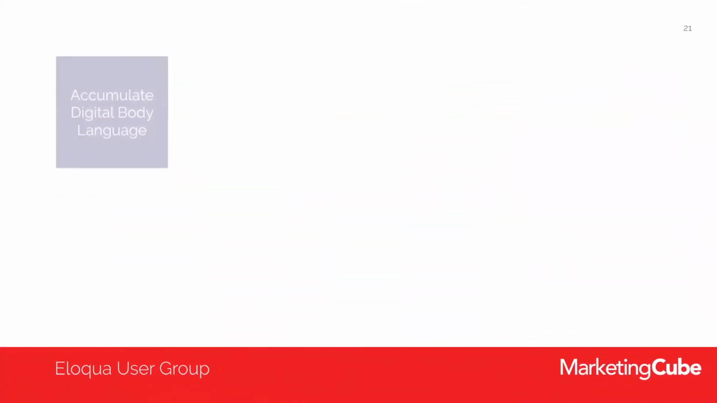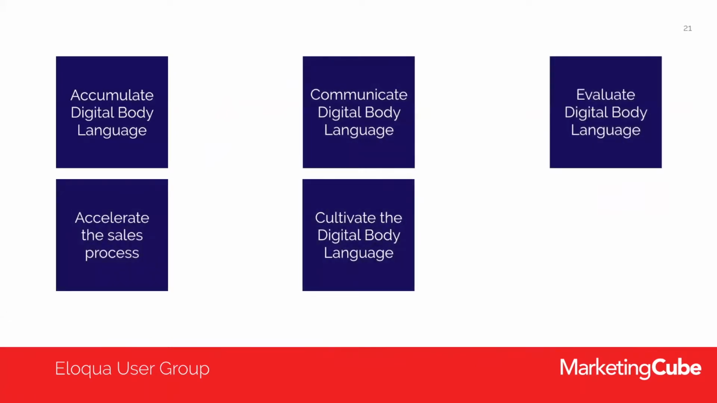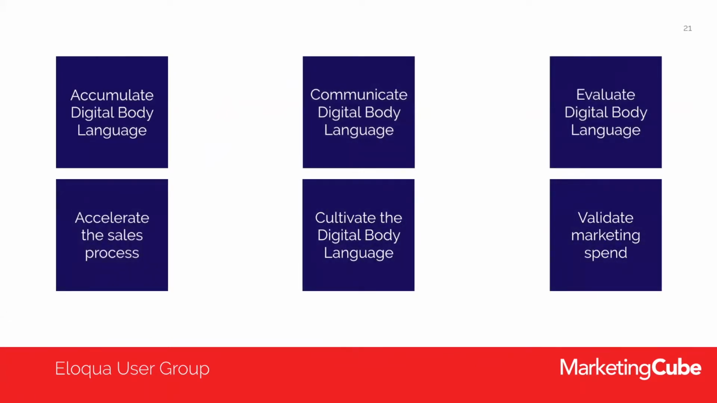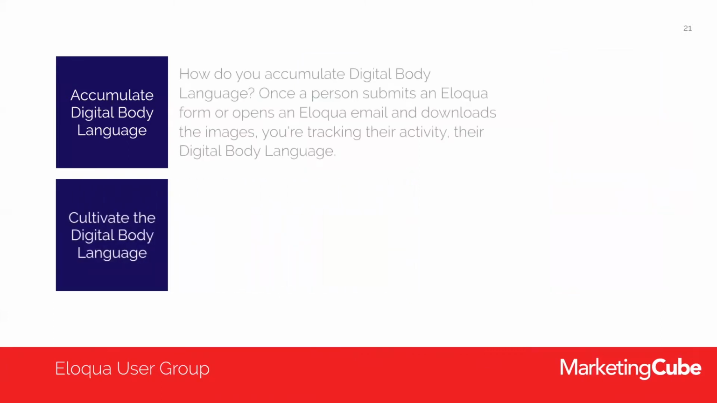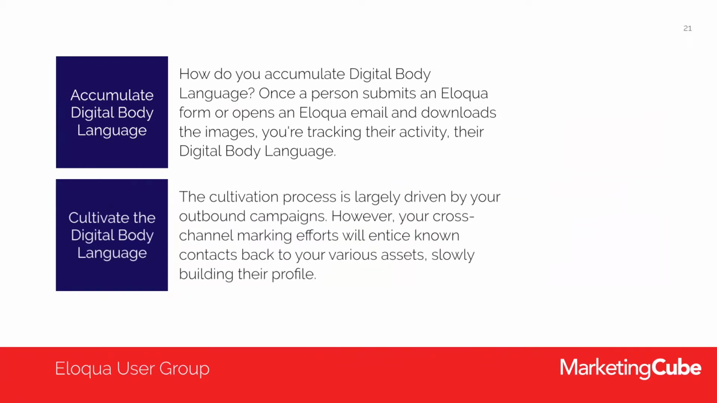So again, just to summarize those points: accumulation of data, communicating to the sales team, evaluating that digital body language to try and understand what it means. By doing so, that's going to help accelerate the sales process. But we must always be cultivating digital body language, so it's more campaigns, it's smarter campaigns. And together with all of that information, it's really helping to validate that marketing spend. But today, based on what we had outlined for you, there are really 2 points that we wanted to focus on.